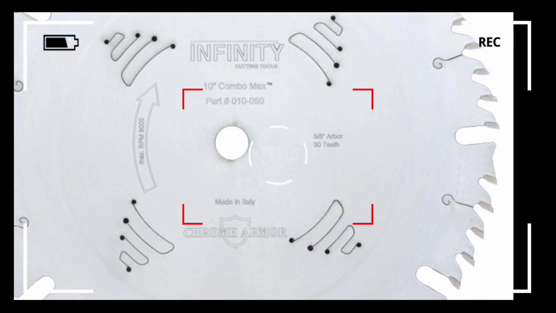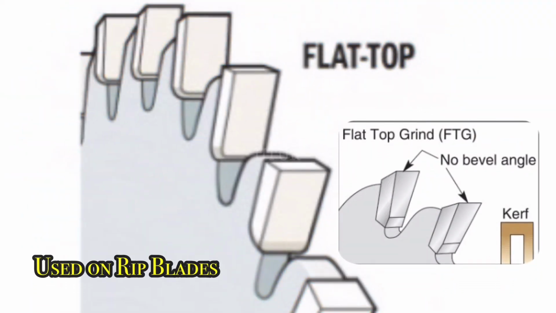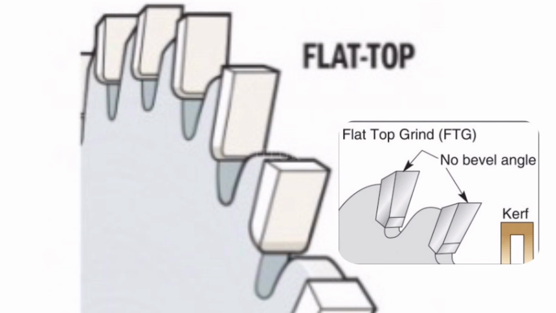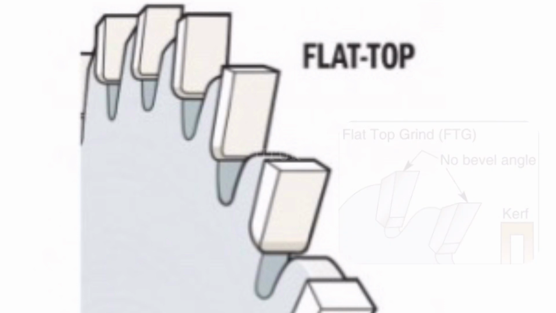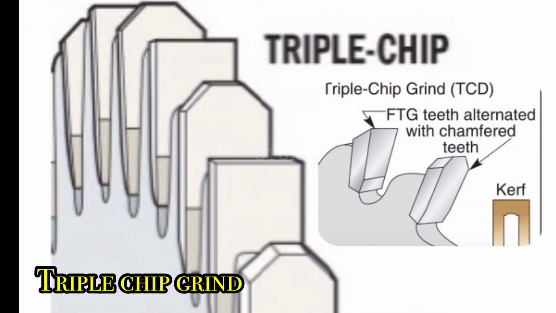The next tooth configuration geometry is the flat top grind teeth. They are used mainly on rip blades where a fast feed rate is important to prevent overheating and where bottom side tear out isn't an issue, as the cut runs parallel to the wood fibers, or along the grain of the wood fiber. The next tooth configuration is the triple chip grind.